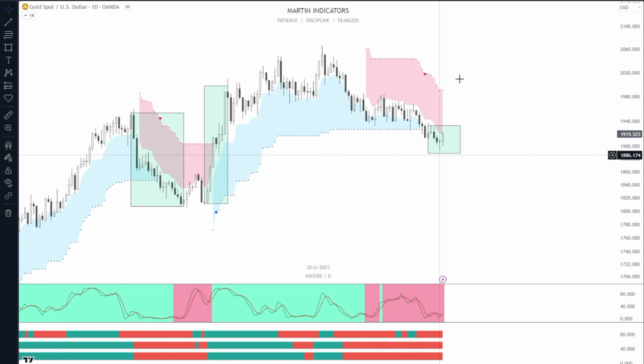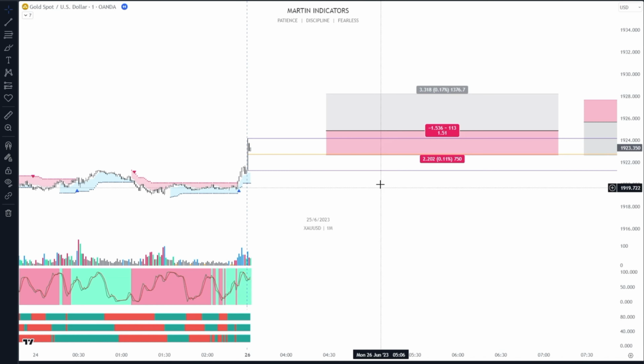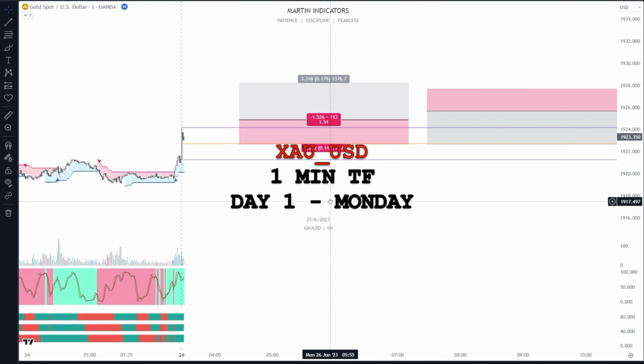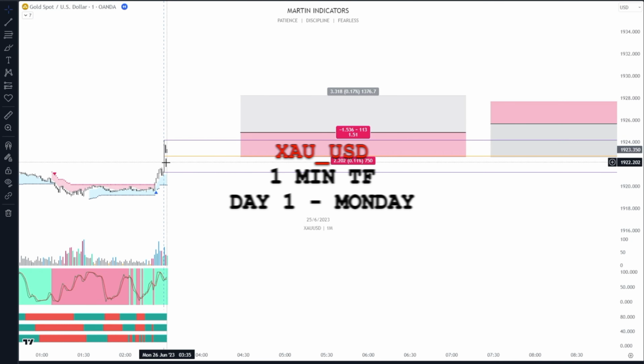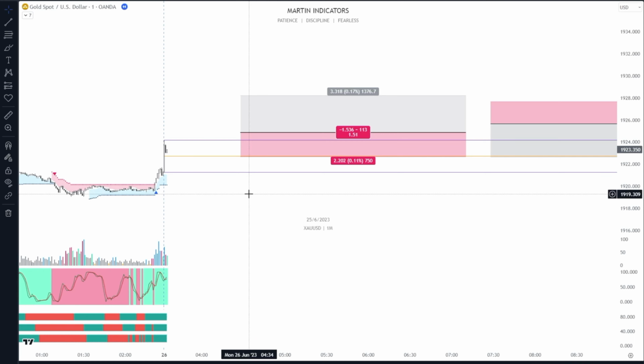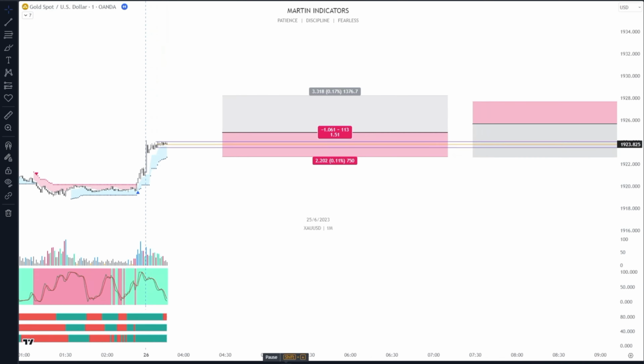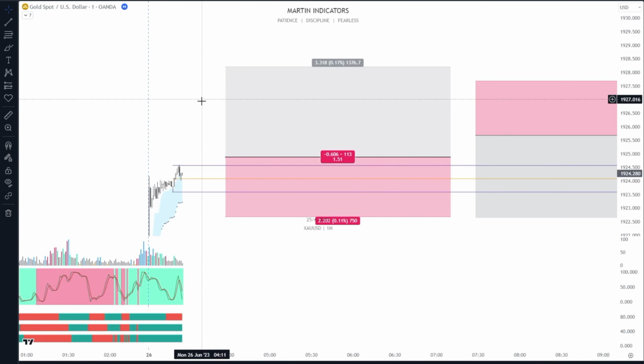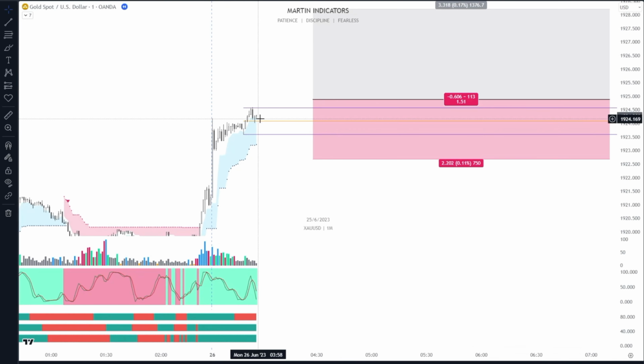Let's see. We'll move to the 1 minute time frame. I have already backtested Monday, so I'll just run the bar replay so that we don't waste our time and don't make the video too long. There was no proper signal here, as you see. So we are still in a range.